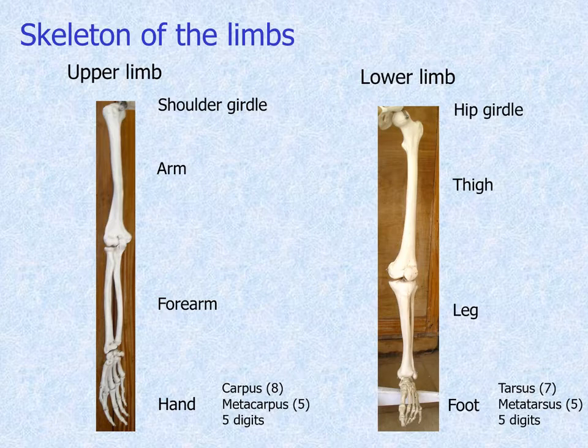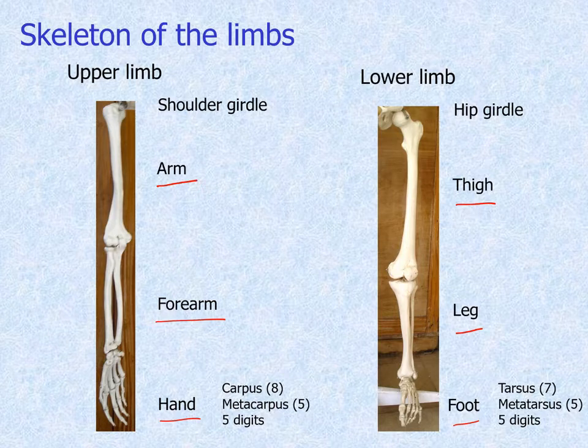When it comes to the skeleton of the upper limb and the lower limb, there are several similarities. Both the upper limb and lower limb have several parts. The upper limb has an arm, forearm, and a hand. The lower limb has a thigh, leg, and a foot.